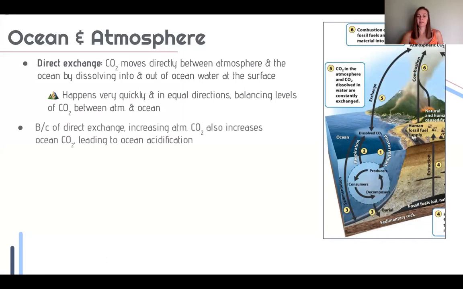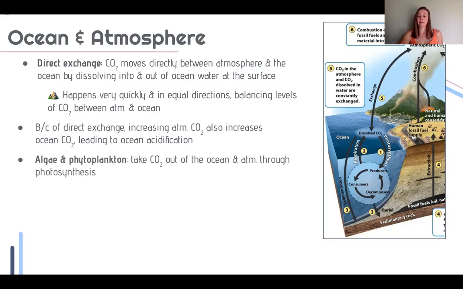Because there is that direct exchange, increasing atmospheric carbon dioxide is also going to increase ocean carbon dioxide, which is going to create a problem we call ocean acidification, and that's where the pH of the ocean is actually decreased, which causes problems for any organisms that create shells.